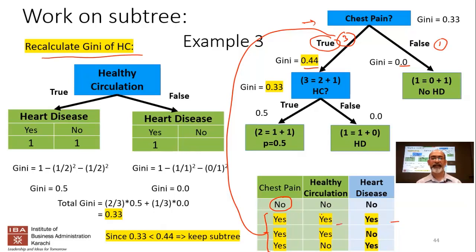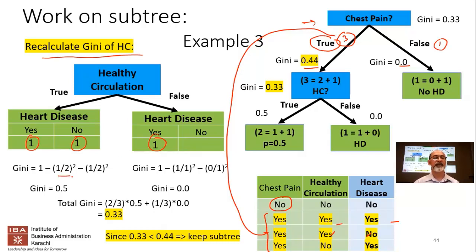It says yes and yes, that goes over here. Then we have a yes and a no. Okay, that goes here. And then we have a no and a yes, and that goes over here. Okay, so it's clear how we filled out the table for the 3 cases. Now let's calculate the Gini over here.